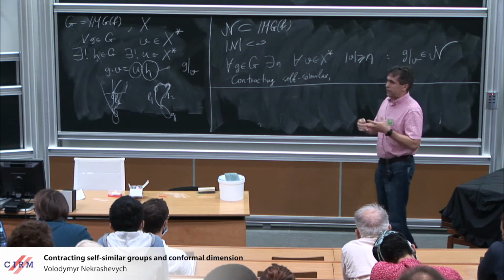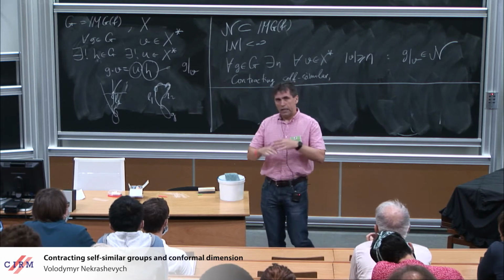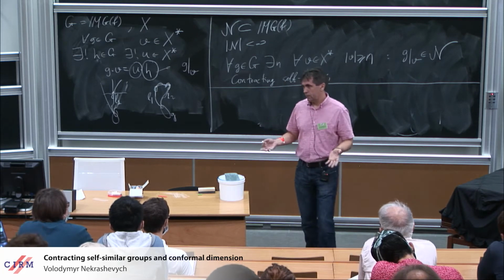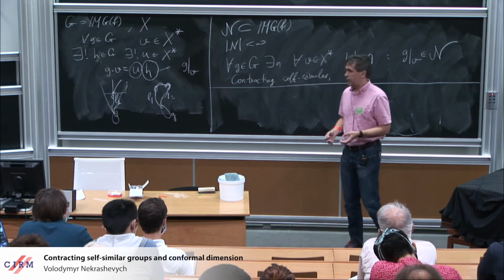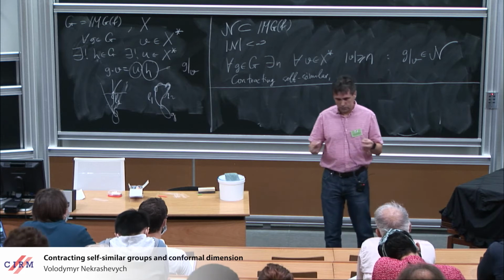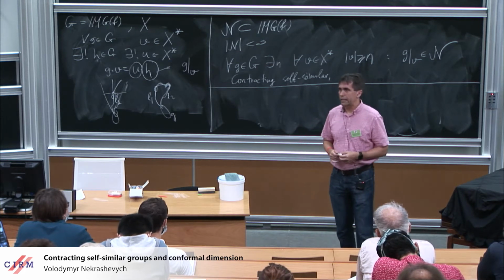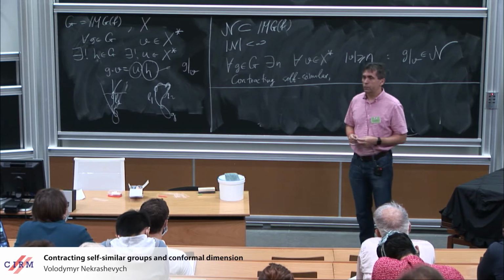If you have a group, you draw the Cayley graph, and it's negatively curved, and then the boundary is the space that you're interested in. Here, the Cayley graph of the semigroup is not what you should think about. What you should think about is the Cayley graph of the associated groupoid of germs.